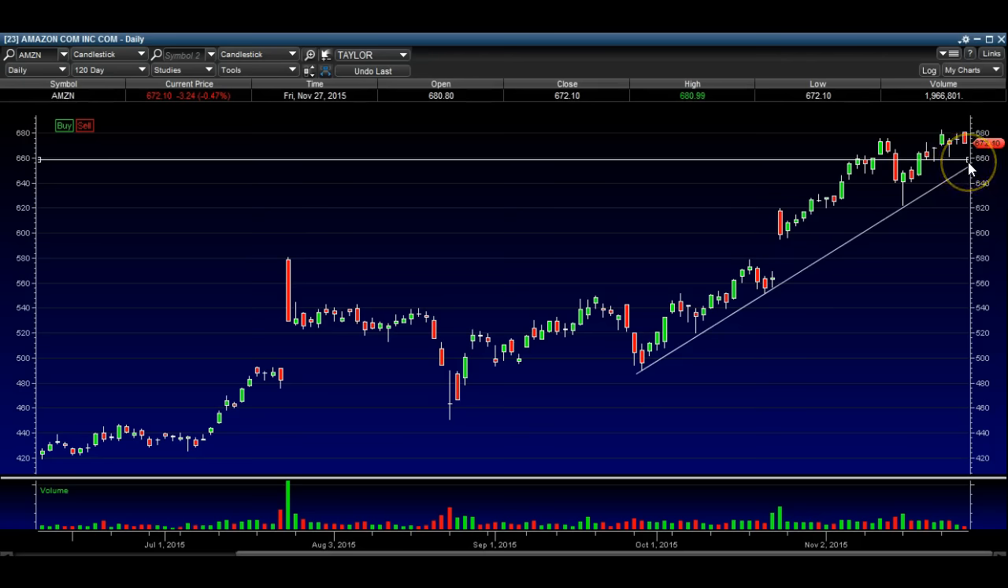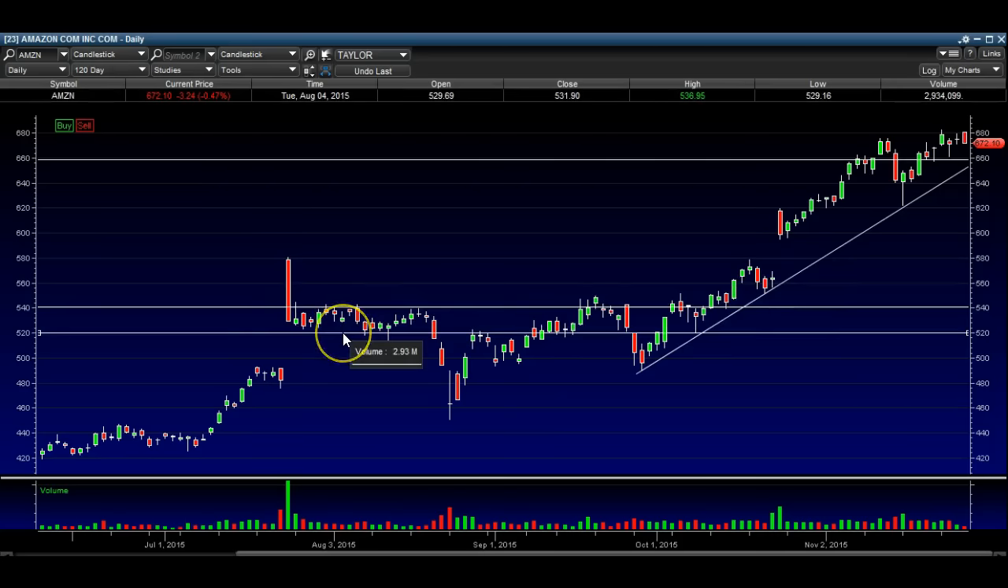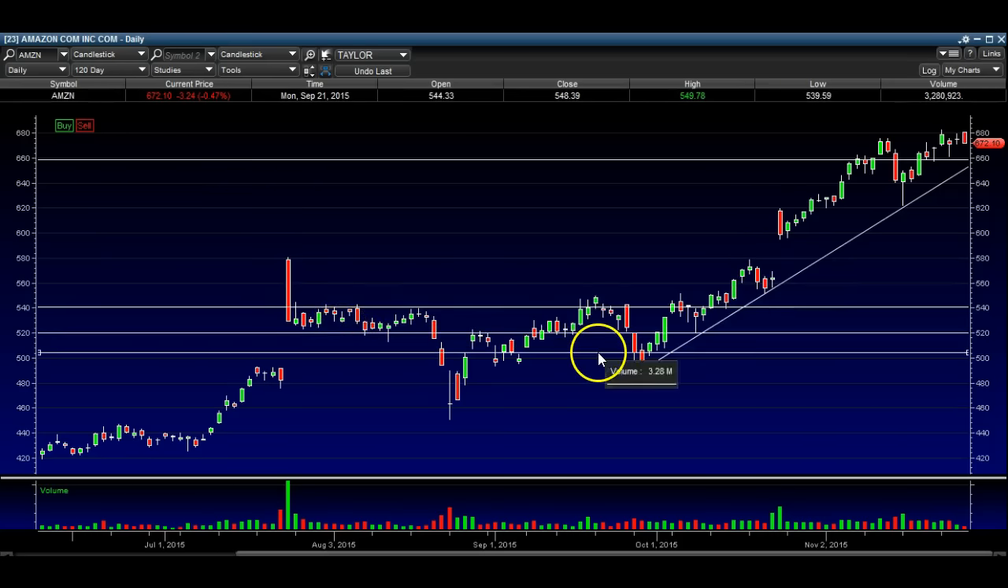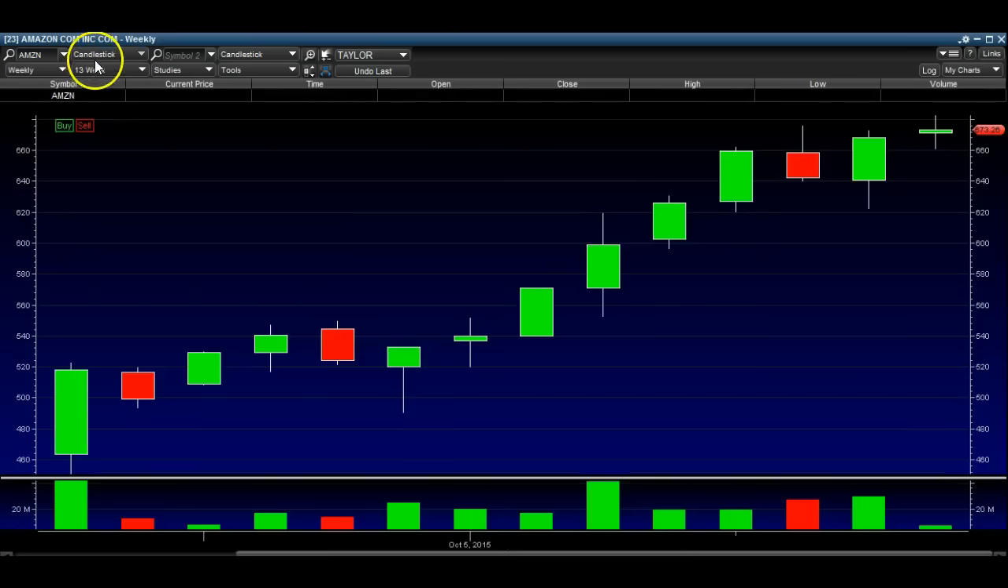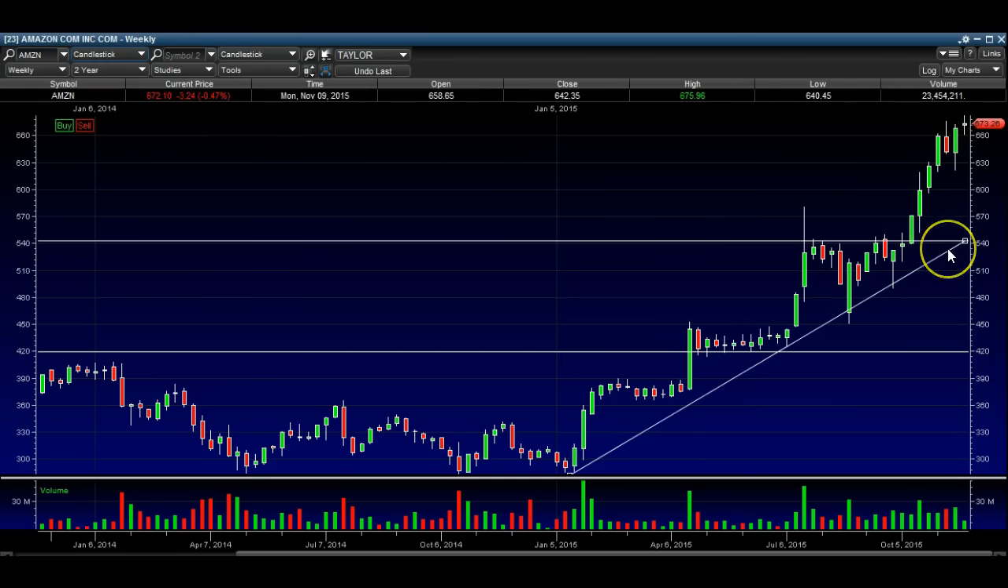If we break that 660, I believe we're going to tag this 620 and this 600 level down here. Amazon has a lot of great support down here in the 540 range. Okay, 540, 520, 500, between 500 and 540. And as you can see, it's just from all these candles in here. A lot of trading, a lot of volume went on in this area. And now I'm going to cover the weekly chart here, so you can get another look at what we're looking at here.